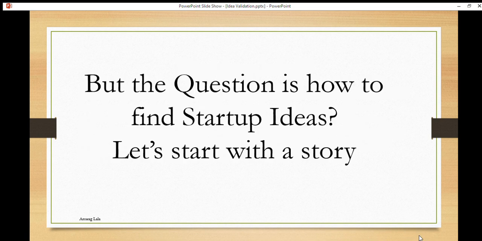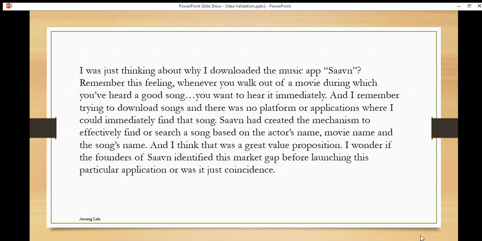Okay, let's move forward. But the question is how to find startup ideas. Let's start with a story. I was just thinking about why I downloaded the music app Saavn. Remember this feeling whenever you walked out of a movie during which you heard a good song, you wanted to hear it immediately. Many times we watched a good movie and there were some songs we wanted to hear right now. But there wasn't any tool or platform application where I could immediately find that song. Saavn created a mechanism to effectively search a song based on the actor's name, movie's name, and song name. So this was a market gap, a gap which most people faced in their life. So Saavn created something to fill up that gap.